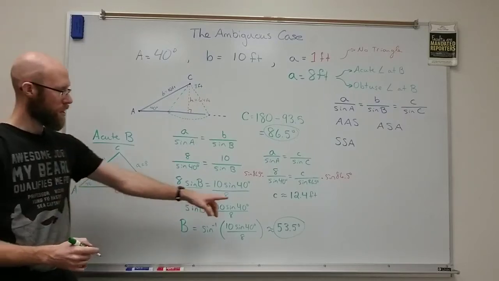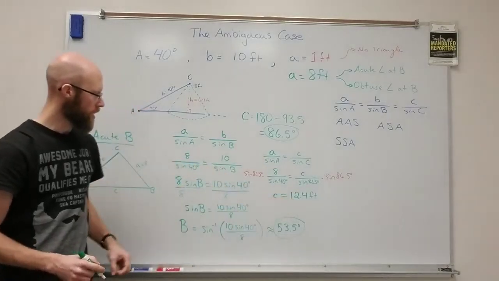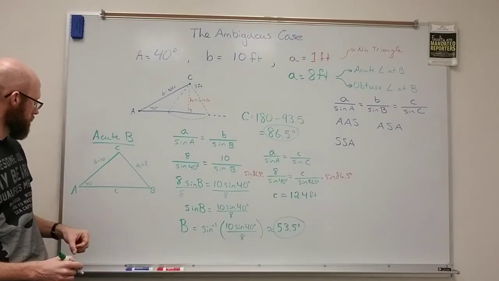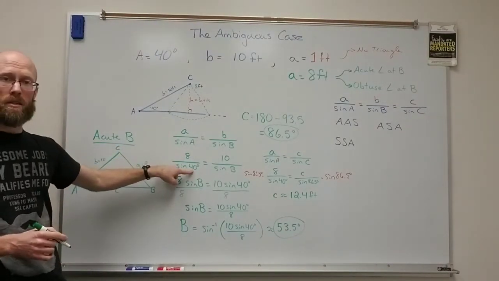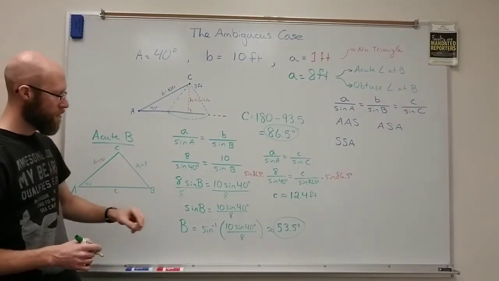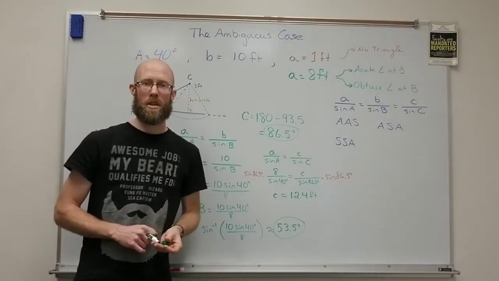It is the longest side of the three. Notice the longest side is opposite the largest angle, and the shortest side was 8, which is opposite the shortest angle, and the medium side, B is 10, is opposite the medium angle. Okay, so that all falls into place relatively speaking.